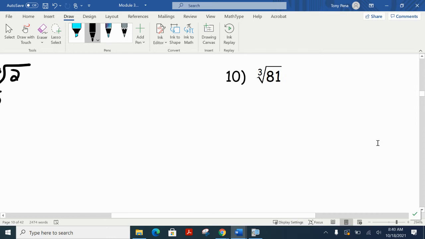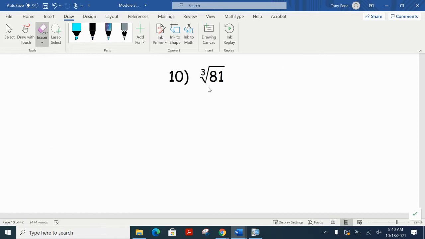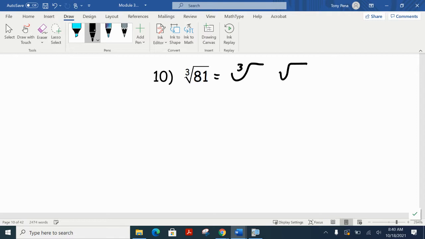All right, so number 10. A little tricky here, right? If this is a square root, it's 9. The answer is 9. But putting that cubed root is a little bit different. So now what we're going to do, go to your table with perfect cubes, find a number in that table that is a factor of 81.